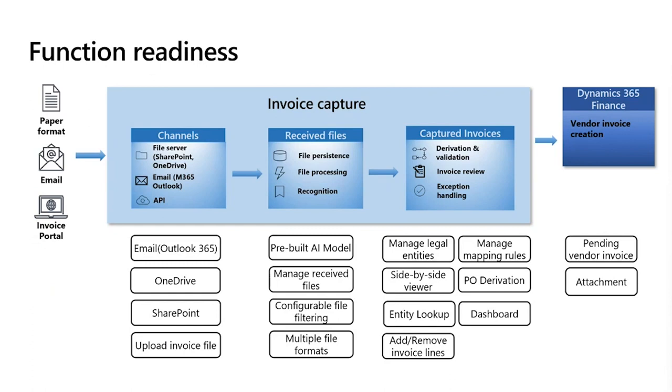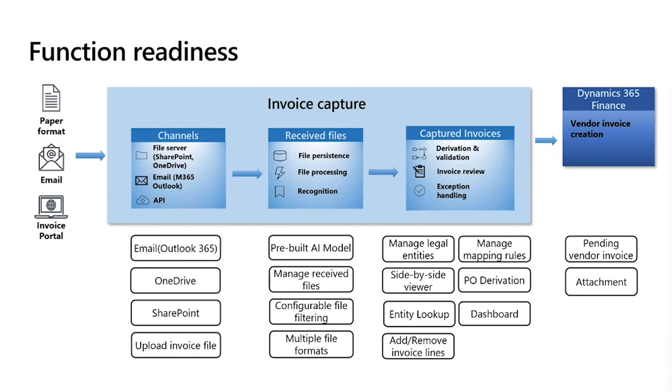We do support Outlook, OneDrive, and SharePoint in our solution. But technically, we support all kinds of flows defined in Power Automate. Meanwhile, we also support a straightforward way where the AP clerk can directly upload the invoice document in our application. Once the channel is set up, the system is ready to receive the invoices from the vendors.